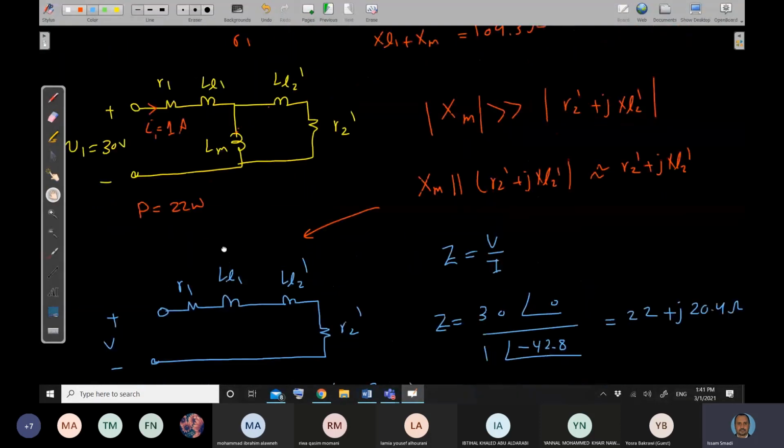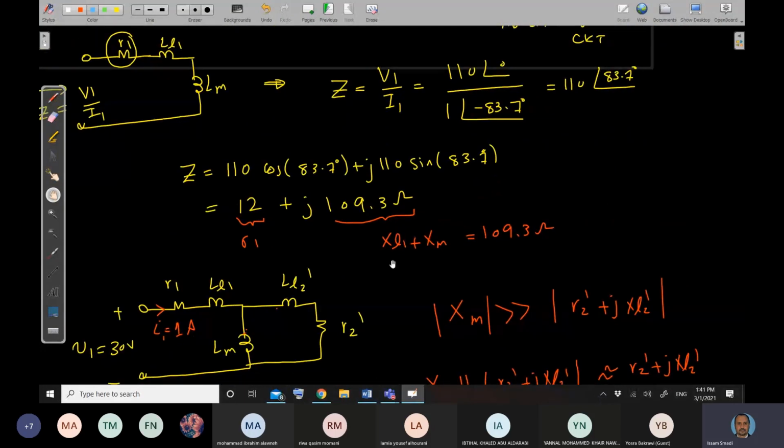Now if we return back to the first part, this one was equal to XL1 plus XM. So from here I can calculate the XM. XM will equal 109.3 minus XL1, and this will equal 99.1 ohm. So I can also find LM, which will equal XM over omega, and this will equal 262.9 millihenry. So simply from the open circuit test and from the short circuit test, we can specify all the parameters in the T equivalent circuit. Do you have any question?